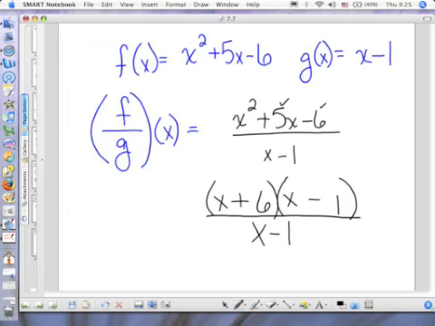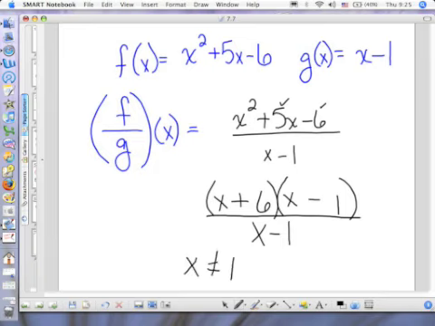Restrictions. Remember, if you have a fraction and there is a variable in the denominator, you need to restrict that variable to make sure you don't end up with an undefined fraction. If x was equal to 1, that would give me a 0 in the denominator, and that can't happen. So, x cannot equal 1.